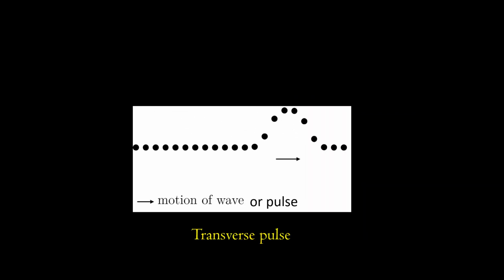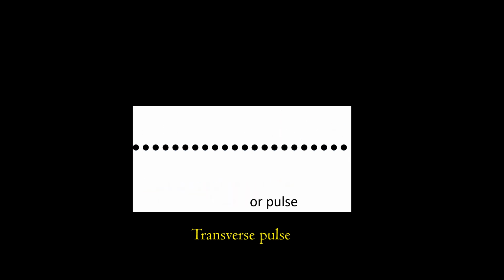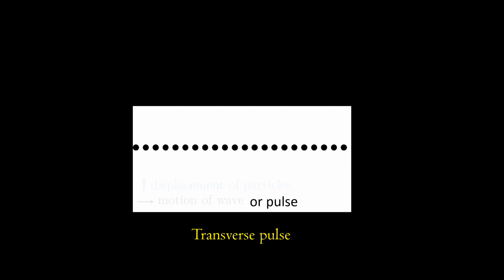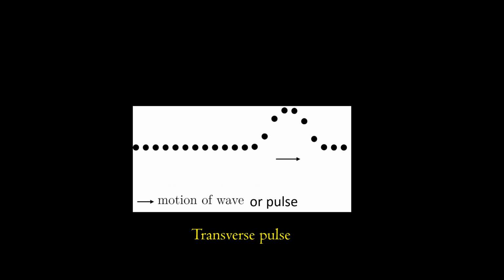Before we talk about longitudinal waves, we first need to revise our understanding of a transverse pulse. The demonstration on your screen shows a transverse pulse. A pulse is a single disturbance moving through a medium, from one side of the medium to the other. Just look at that pulse from left to right.